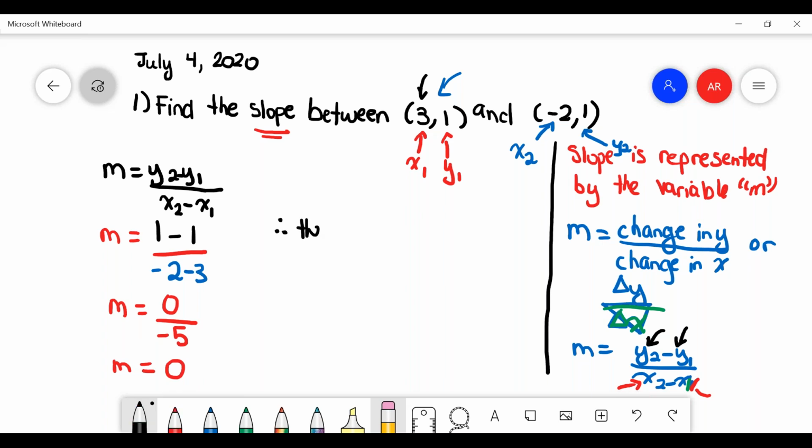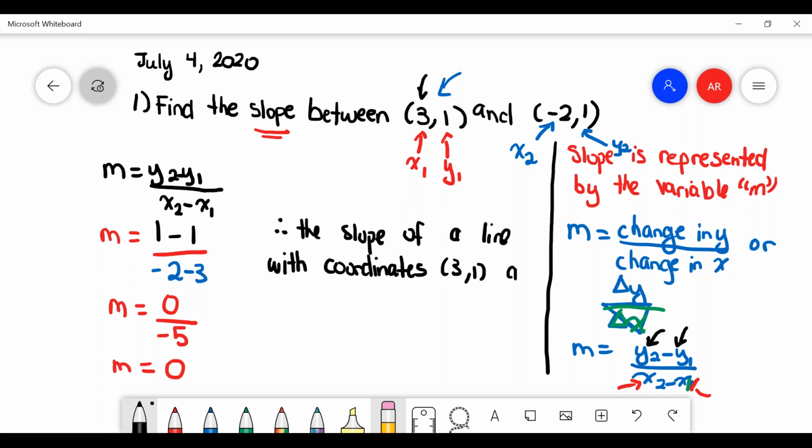So therefore, the slope of a line with coordinates 3, 1 and negative 2, 1 is 0. 0 is our slope. And just another thing to keep in mind, when m is equal to 0, or in other words, slope is 0, this actually indicates a horizontal line.